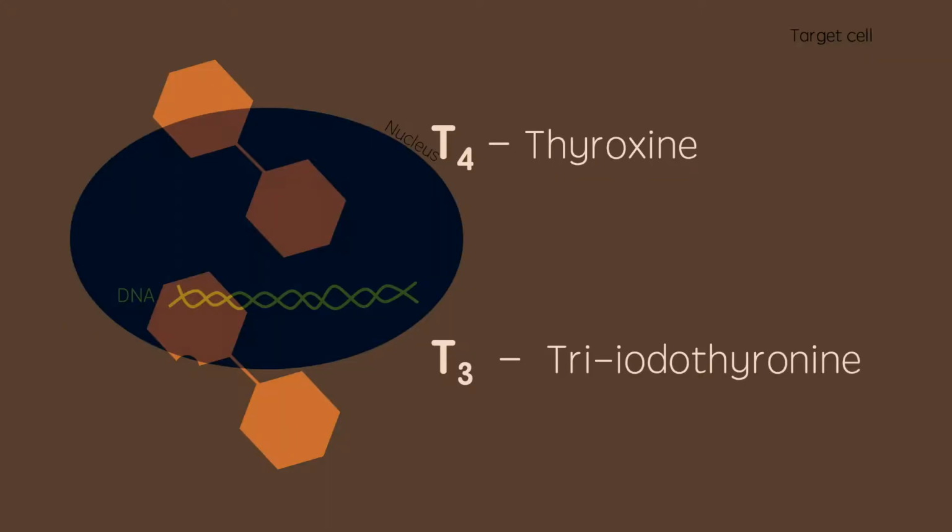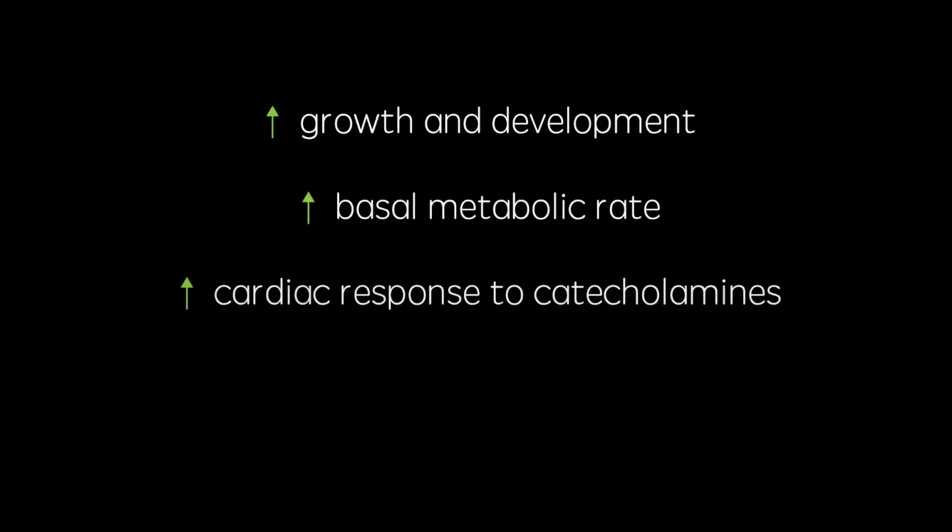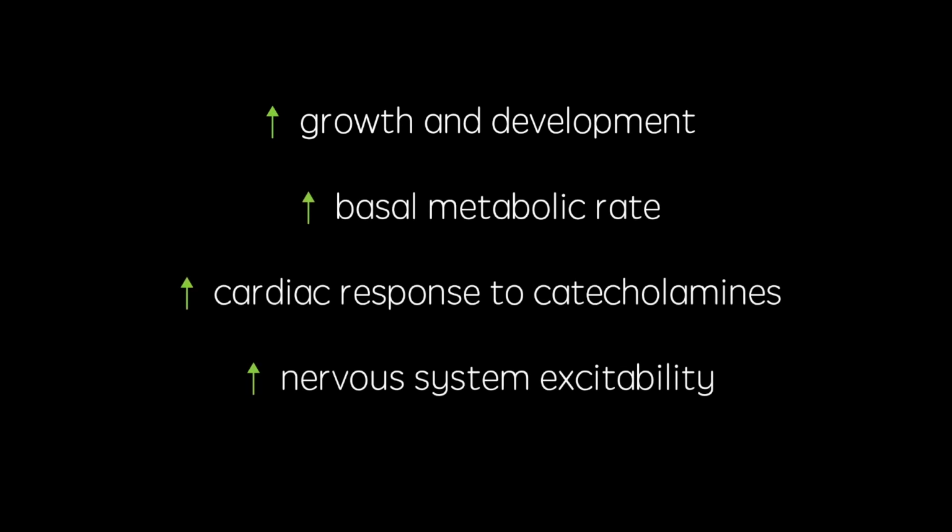Both of which bind to thyroid receptors, which dimerise with retinoic-acid-bound RX receptors. This complex goes on to alter transcription, particularly genes involved in increased growth and development, basal metabolic rate, cardiac response to catecholamines, and nervous system excitability. Although this may seem like a well-oiled machine, that isn't always the case.